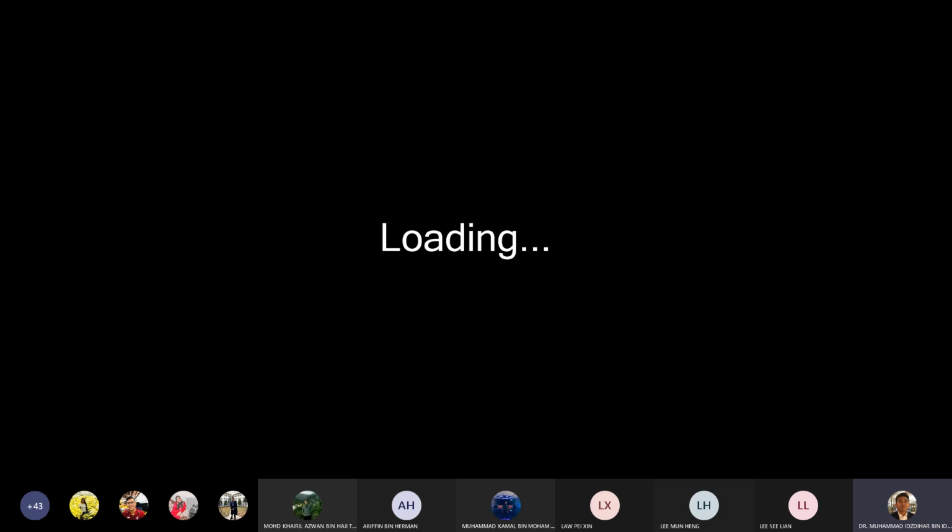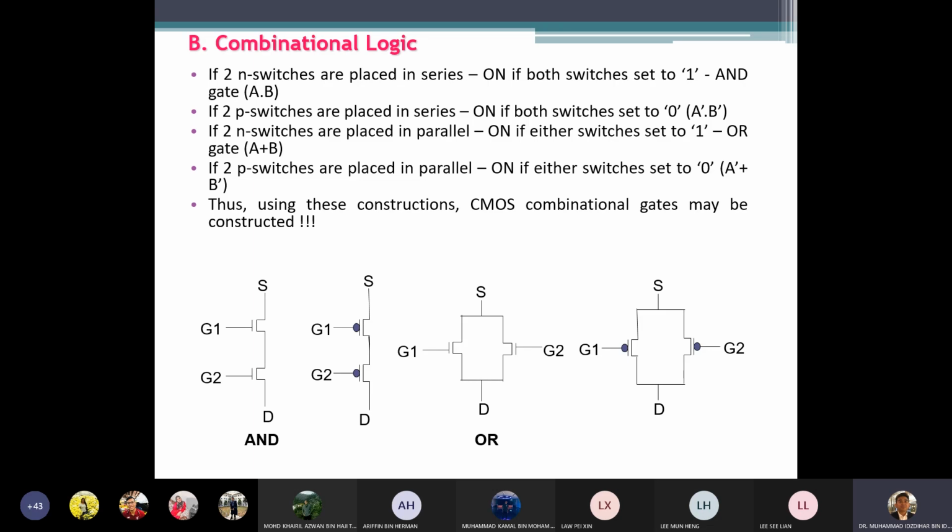So go to page 14, combinational logic. Just now we've learned about the inverter. I said if you understand the inverter, the rest should be okay. The inverter uses only one pull-down transistor and one pull-up transistor: N channel at the bottom, P channel or PMOS at the top.